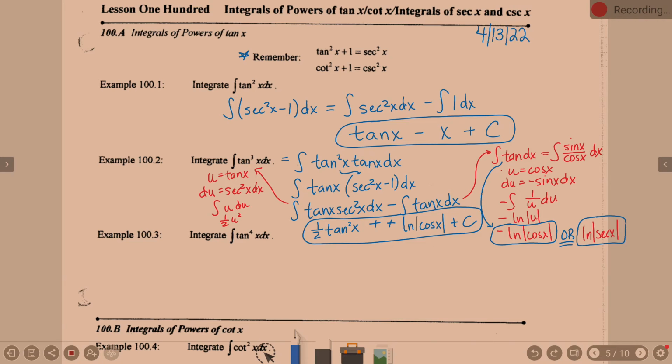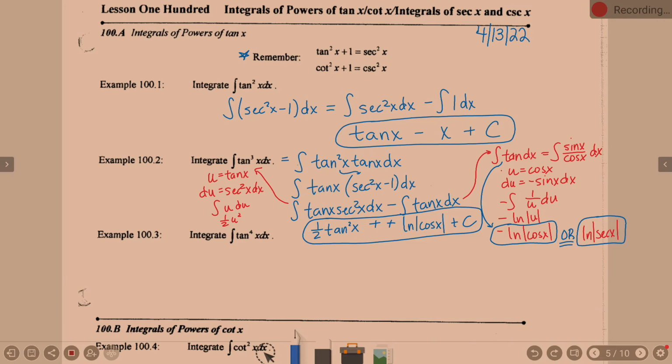Example 3. Again, continuing to move up in the world, right? Integral of tangent to the fourth x dx. Well, guesses? How should I break this up? You can break it up into secant squared x minus 1 quantity squared. I'm not sure I want to replace both of them, because we'd end up with a secant to the fourth, and integrating secant to the fourth becomes a whole other issue.